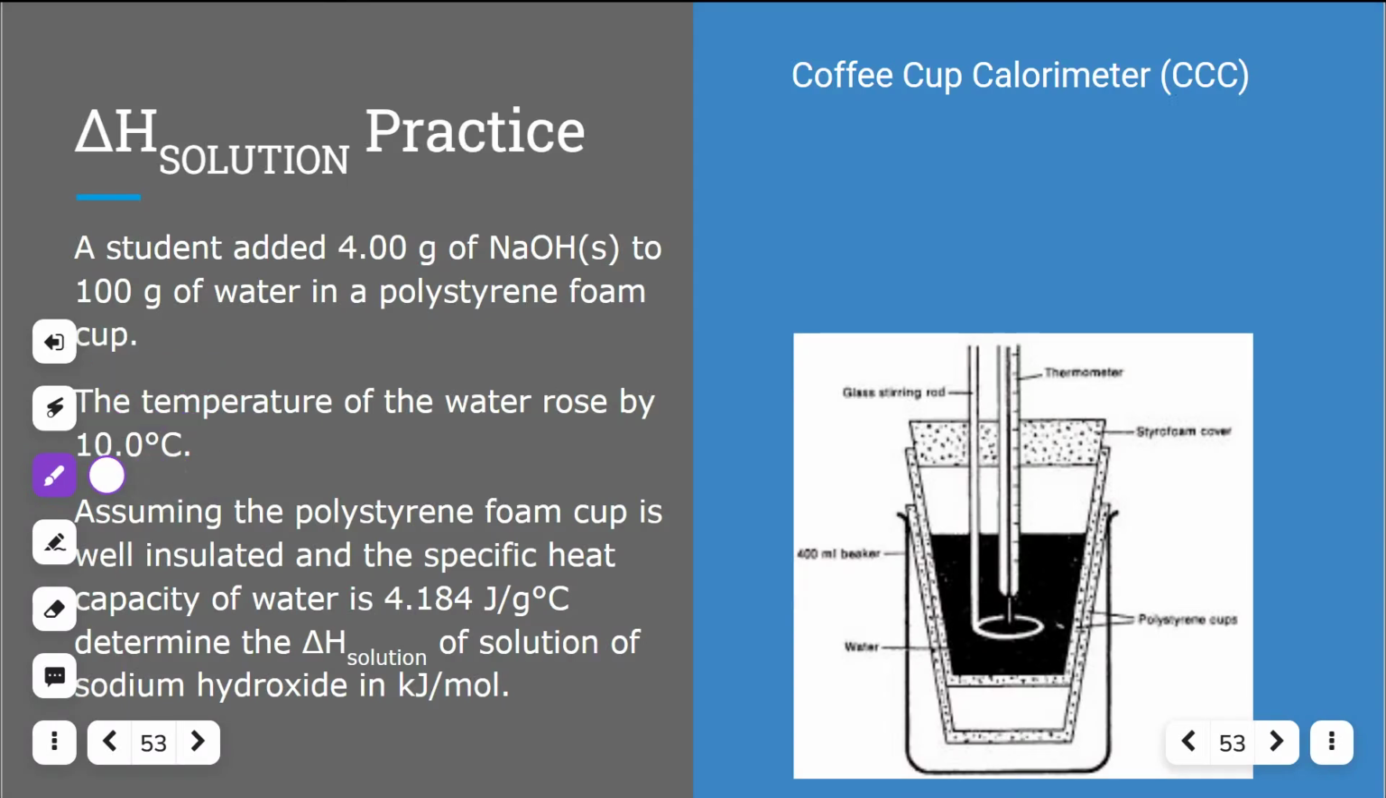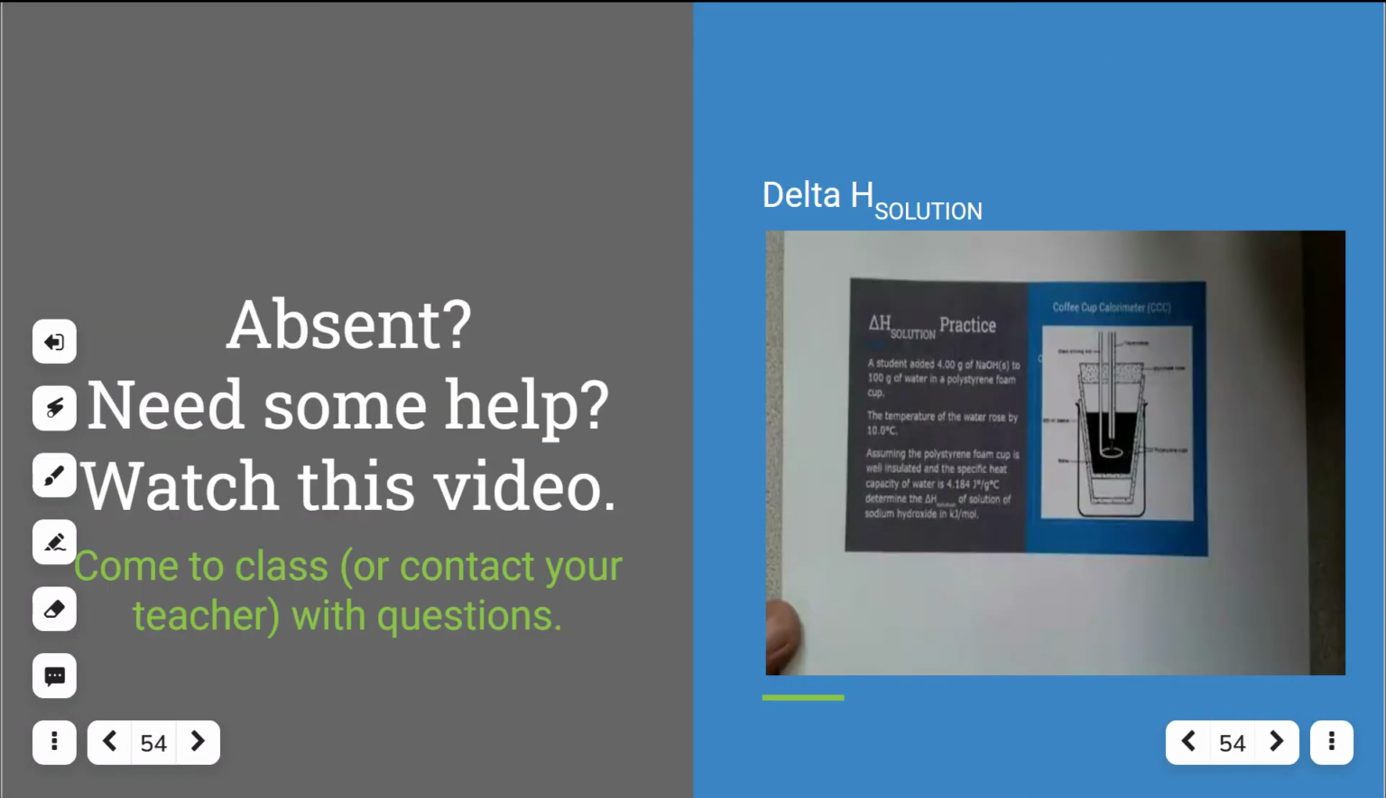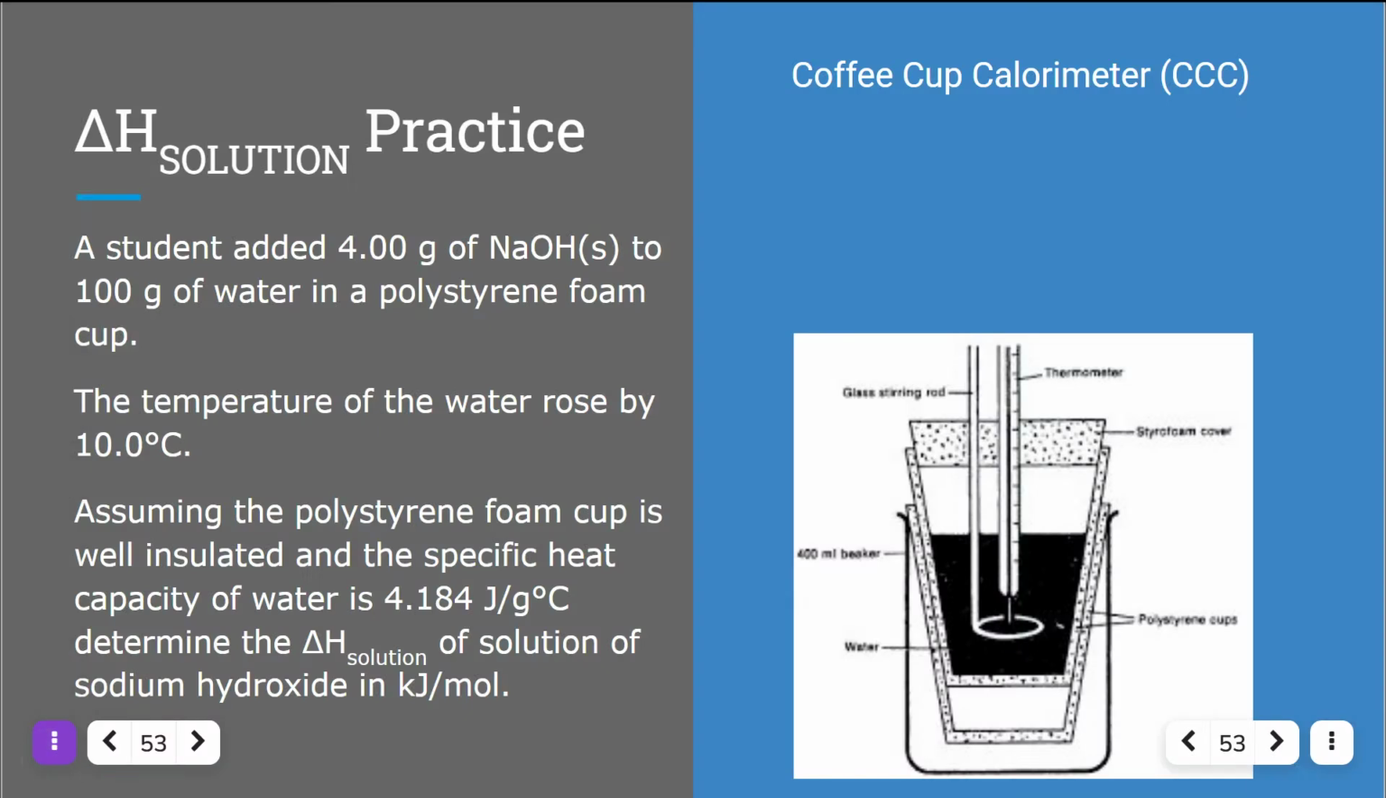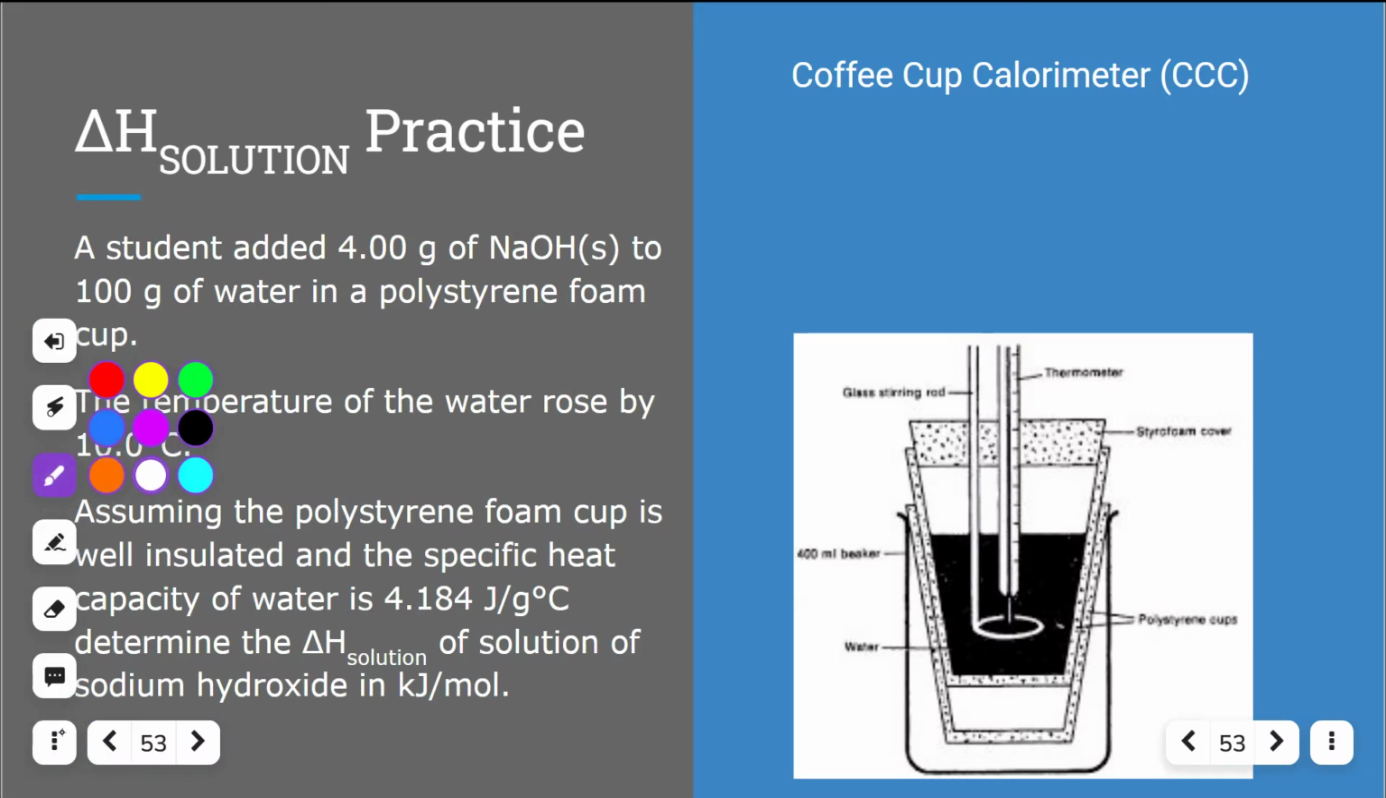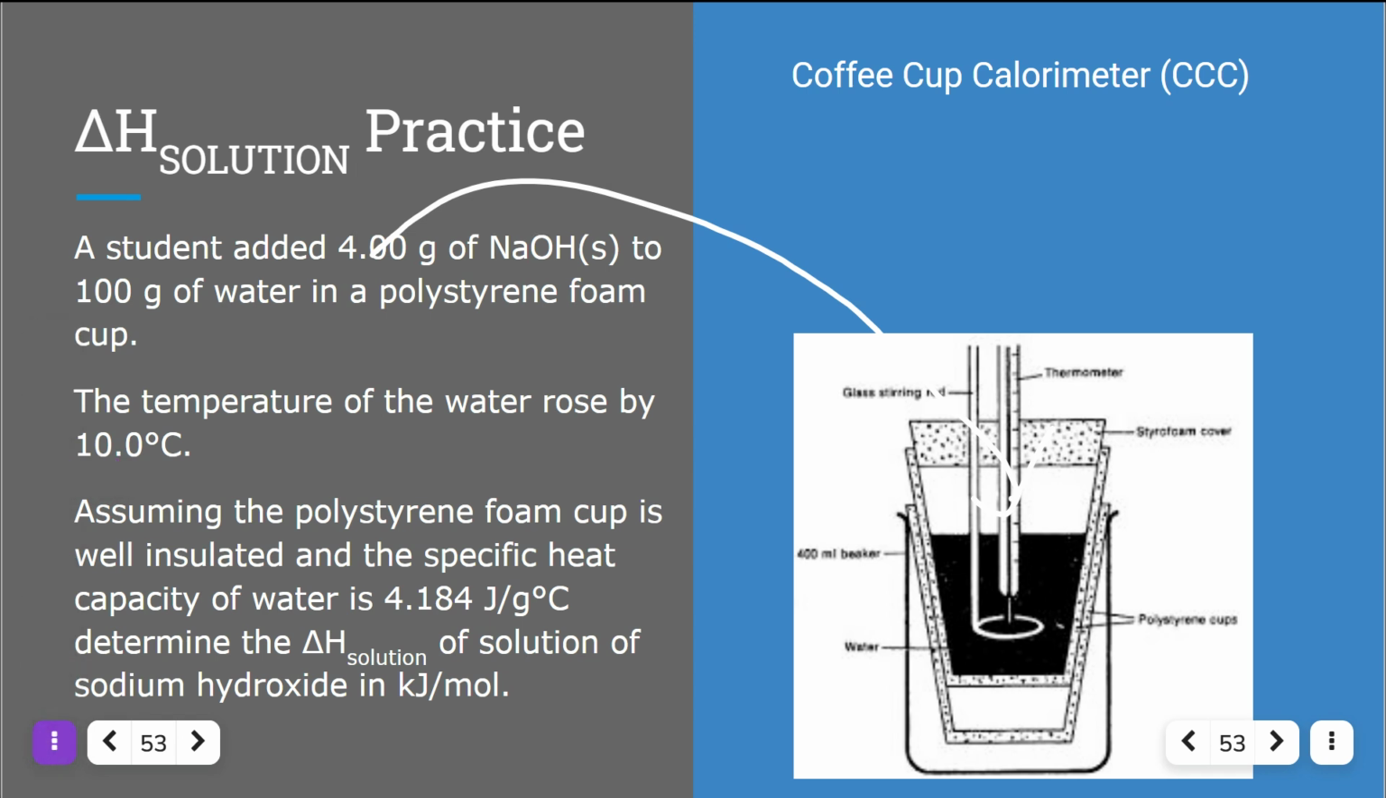Finally, let's get a little bit of practice. Let's calculate an enthalpy of a solution, and our first one's going to be sodium hydroxide. A student adds 4 grams of sodium hydroxide into a coffee cup calorimeter, and there's 100 grams of water in the cup, and the temperature of the water after the dissolution process goes up by 10 degrees Celsius. Okay, that would be an exothermic process as the water goes up in temperature. With an exothermic process, that will be a delta H of solution that has a negative sign. Let's bear that in mind at the end of our problem.